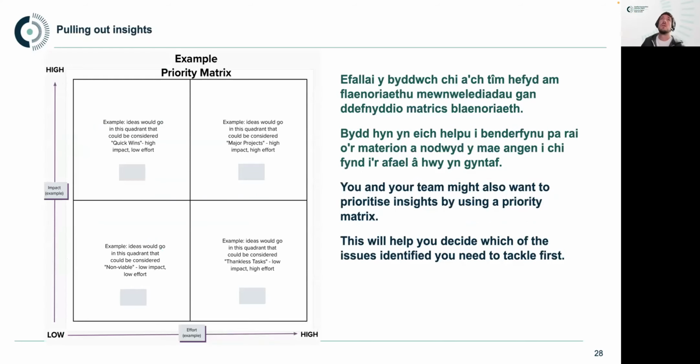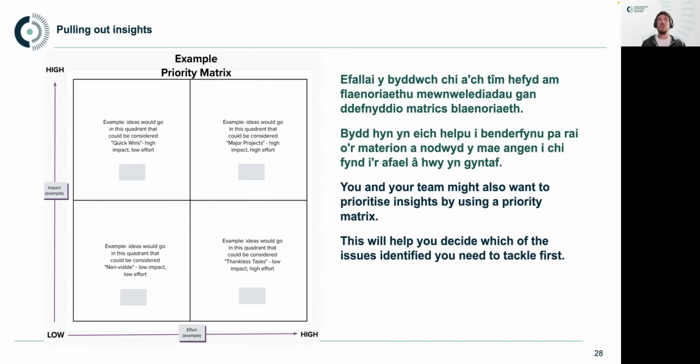So a useful way to do that, and a helpful little thing you can use, is the priority matrix. It basically compares the effort needed to action some of the insights to the impact that will have on the user. Obviously, the ideal scenario is you get a load of insights that are high impact and low effort. These are your quick wins. And generally speaking, those are probably the actions that you want to tackle first.